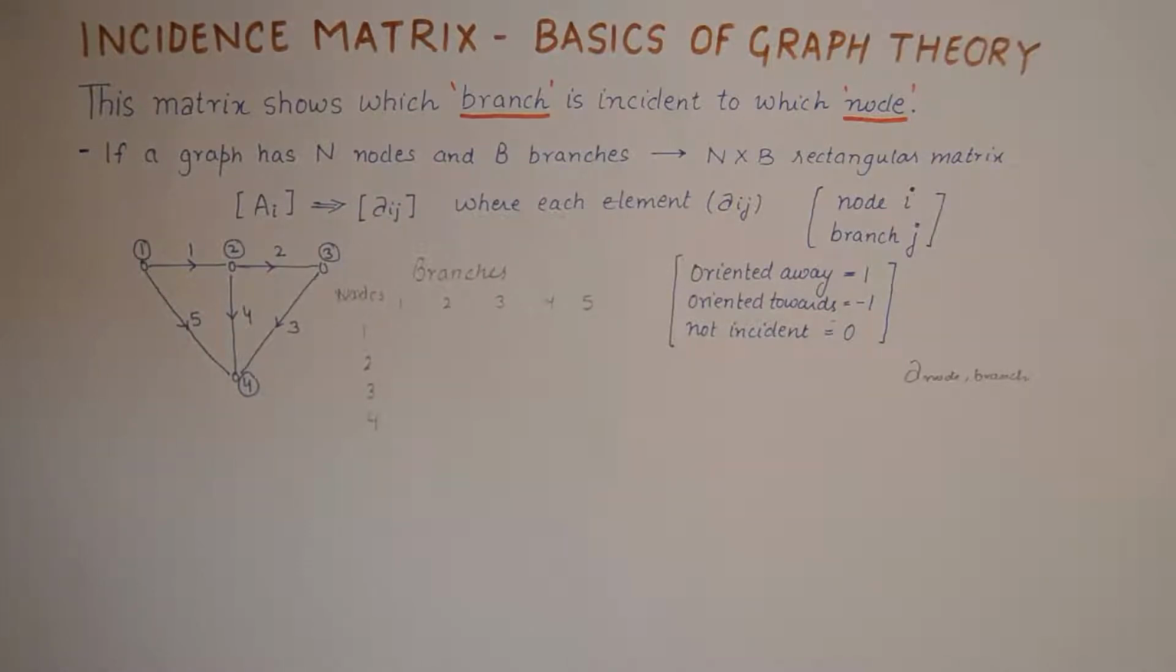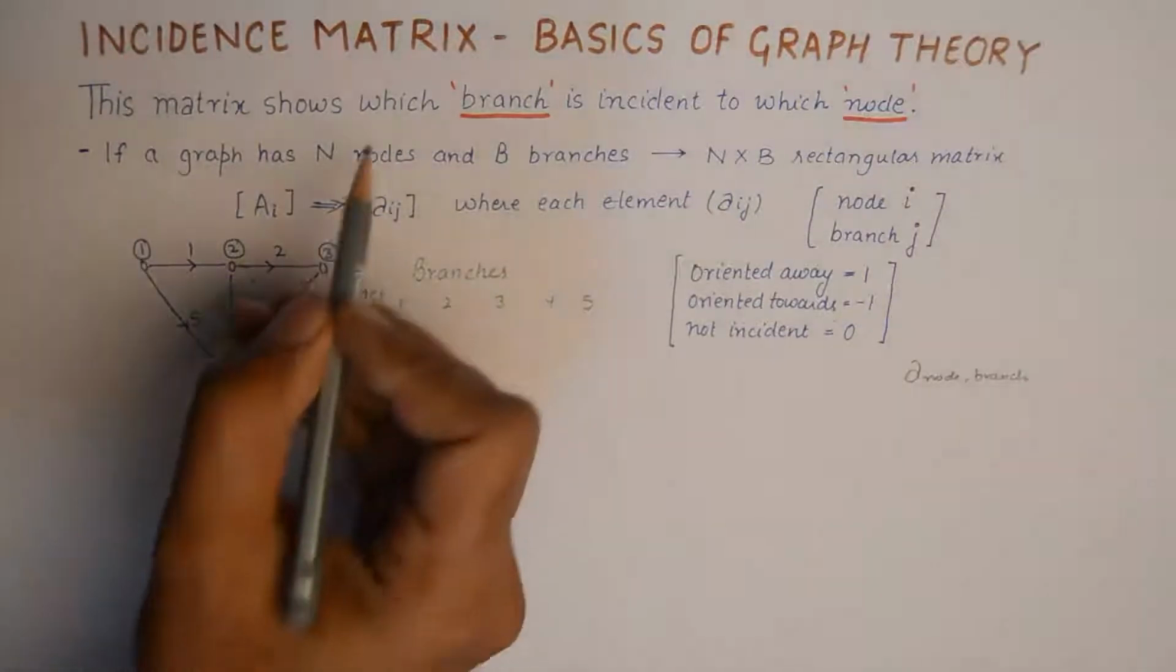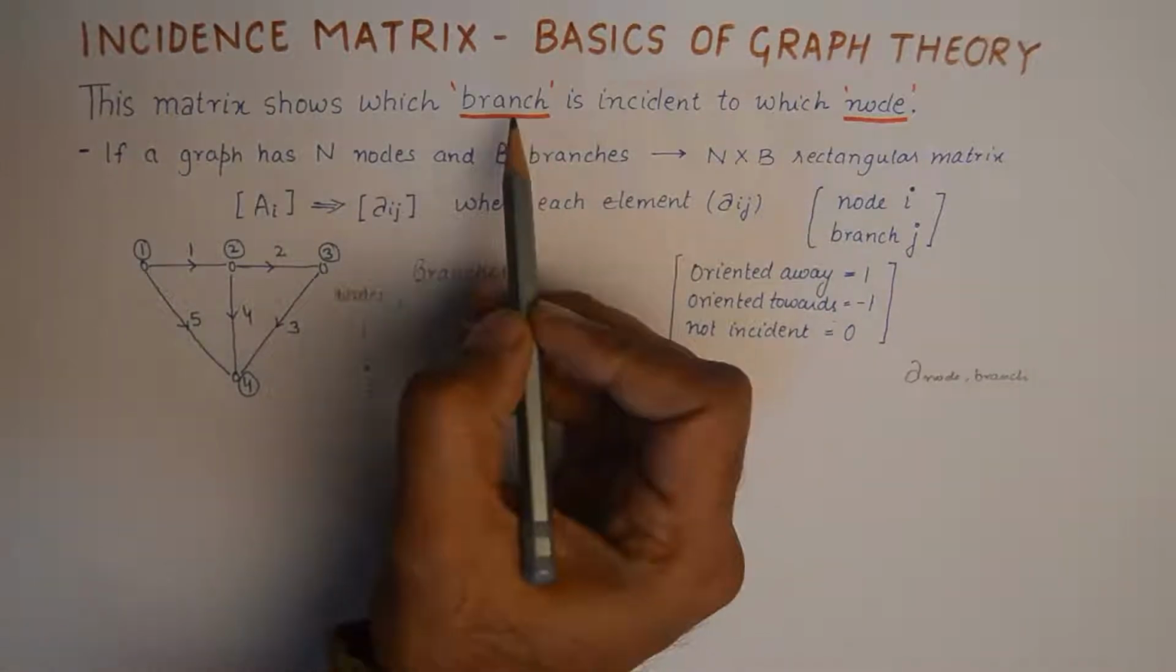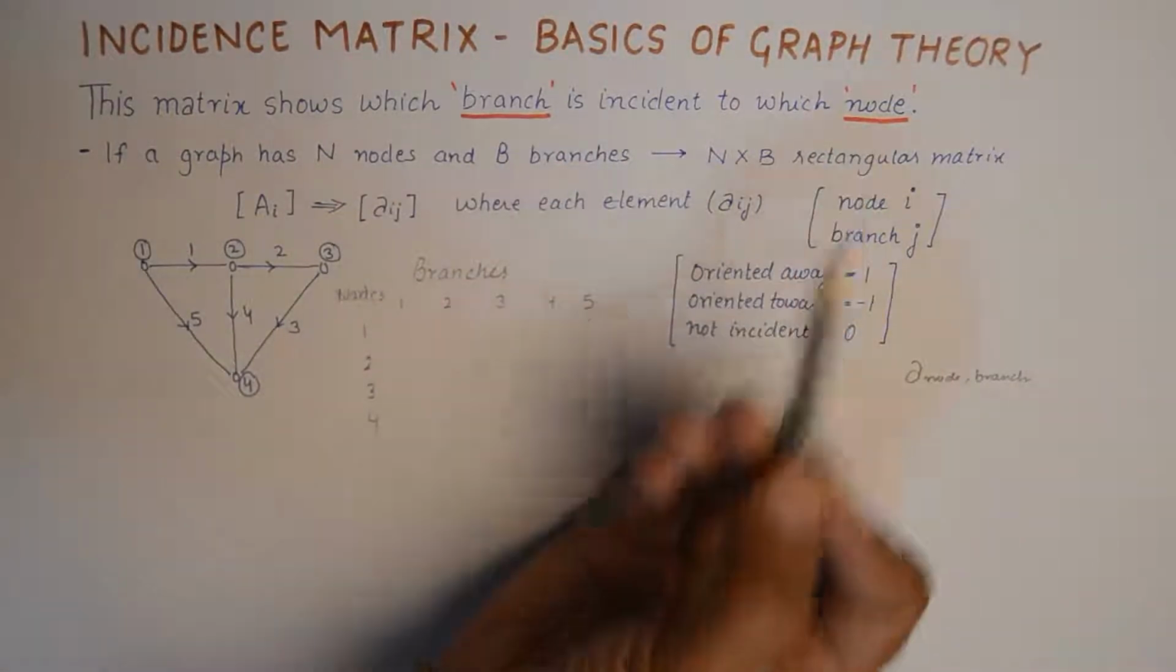Today we'll discuss the incidence matrix, which is a pretty basic theory of graph theory. In this we have a graph and we find out which branch is connected to which node in which manner. So in other words, this matrix shows which branch is incident to which node. Now, what do you mean by a branch and a node in a graph?